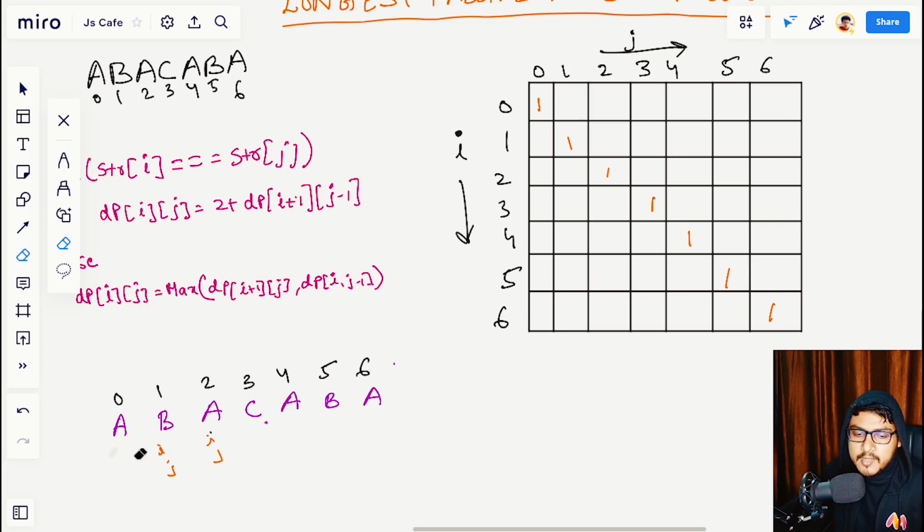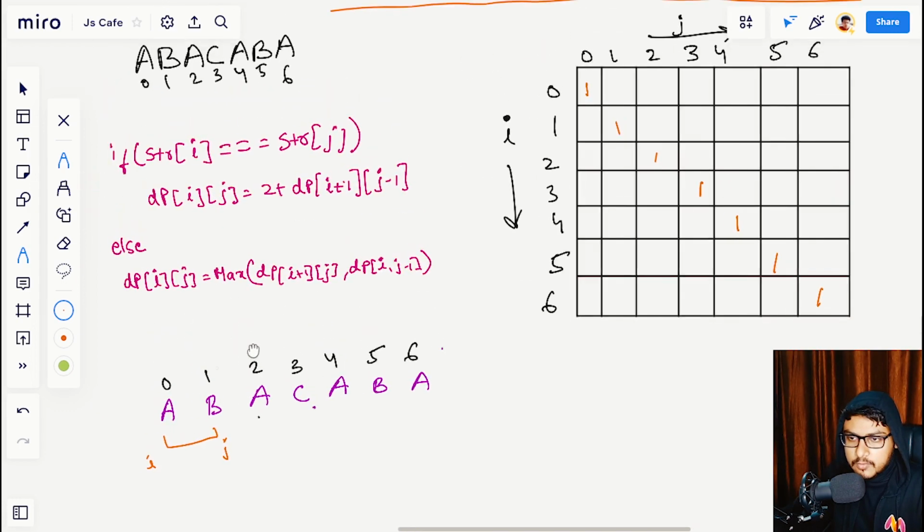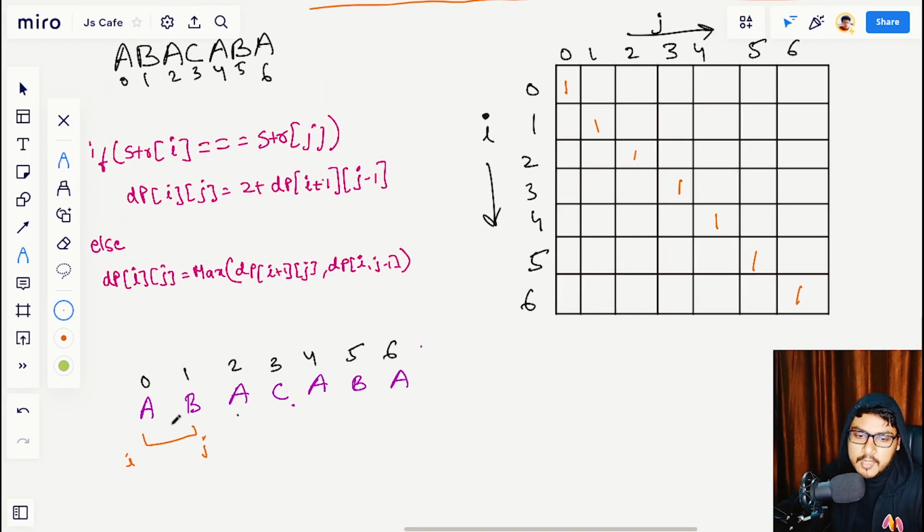So these are the indexes telling that we will have only one maximum of 1 LPS if we consider only one character at a time. Now what is the scenario if we take 2 characters at a time? We have i over here, we have j over here. So now let us see, is i comma j matching?